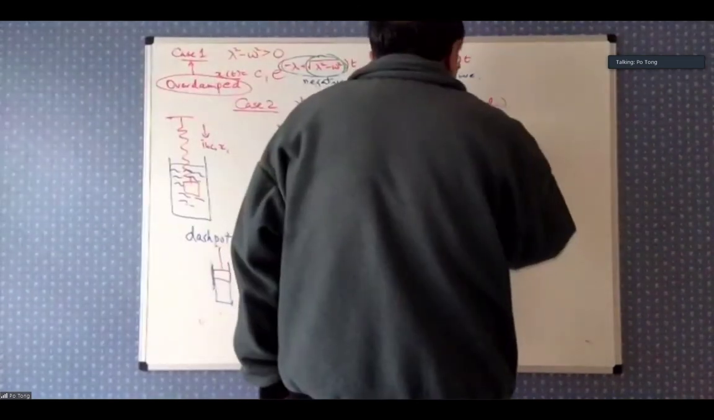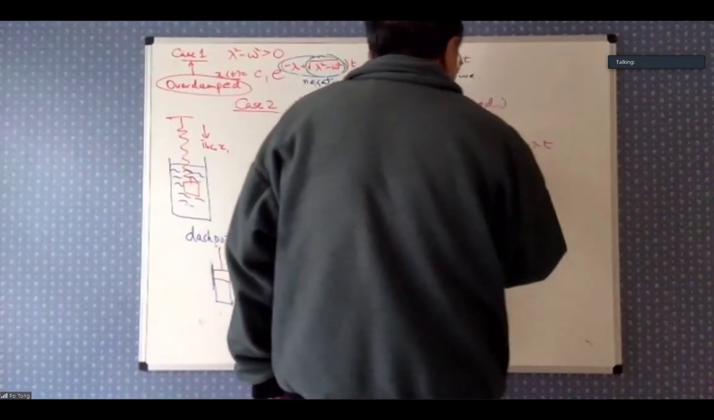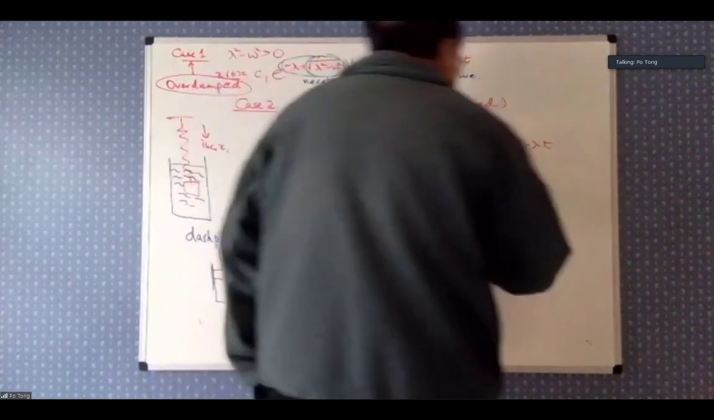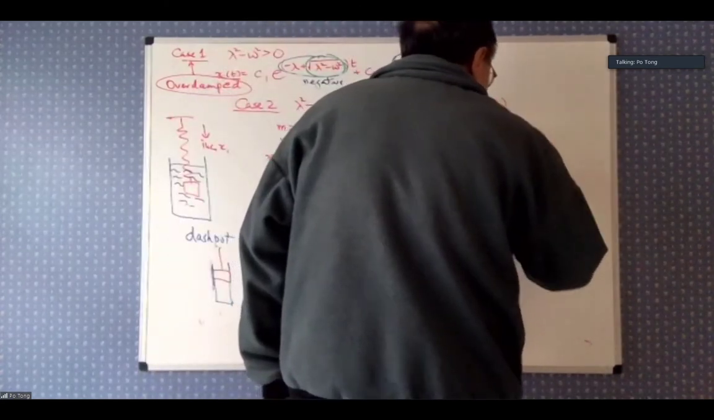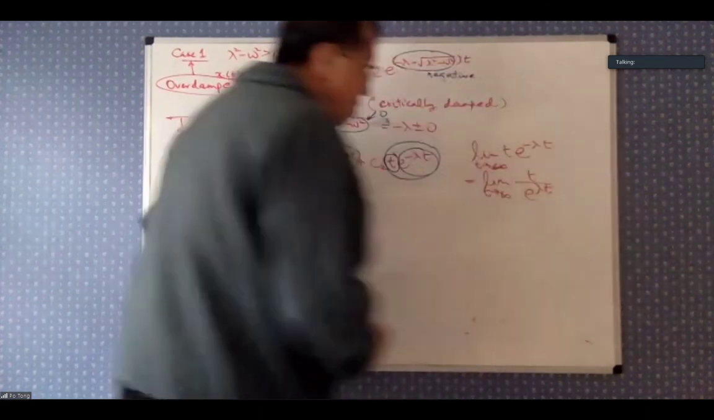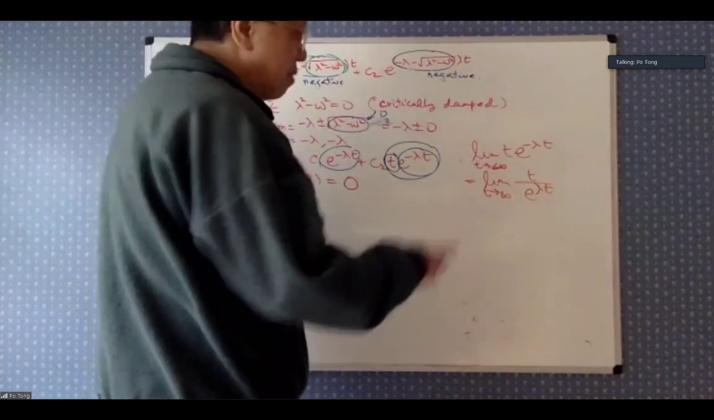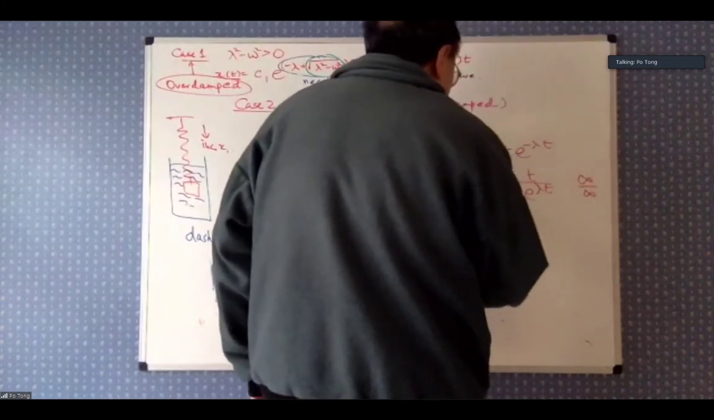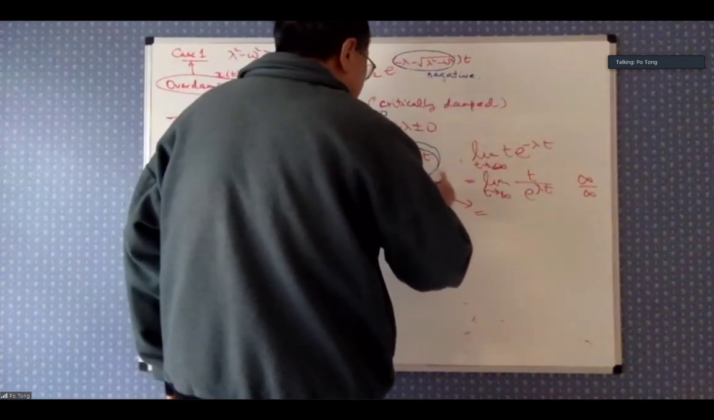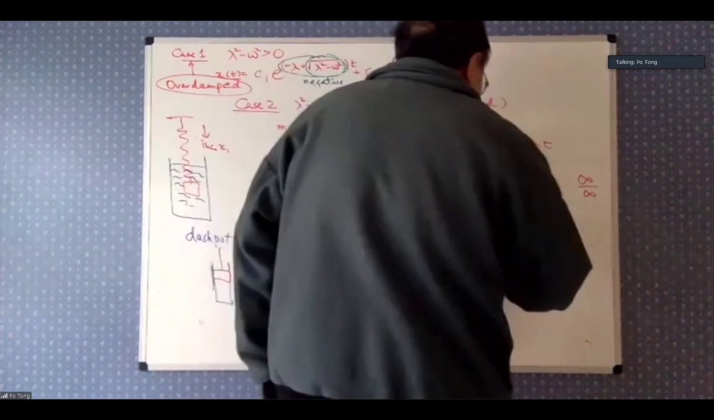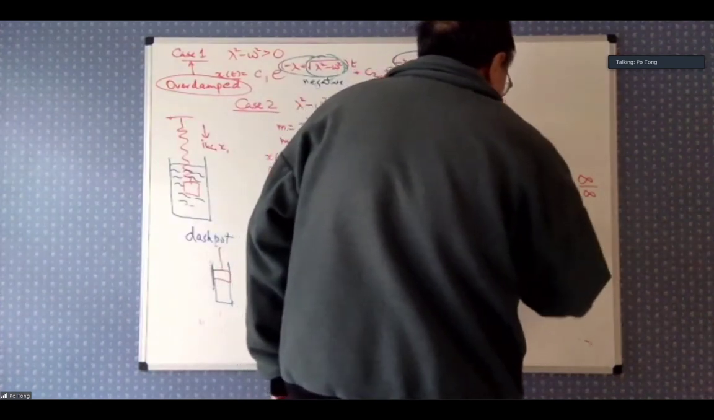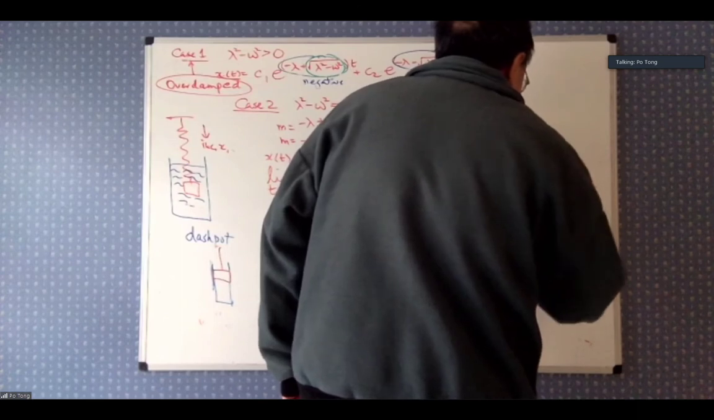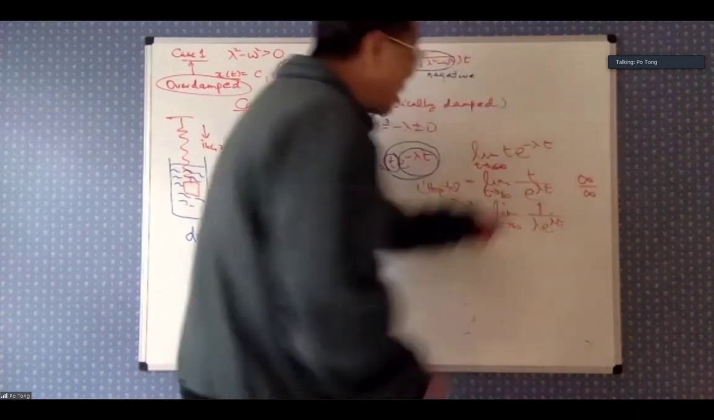To make it more formal, take the limit of t e to the power minus lambda t as t goes to infinity. This will be infinity times zero, which is an indeterminate form. You will rewrite it like this. Now it's infinity over infinity. And now we can use what rule? L'Hopital's rule. So limit as t goes to infinity, you differentiate each of these, and I'm going to just write 1 over lambda. Do you guys know what I did? I differentiate top and bottom.